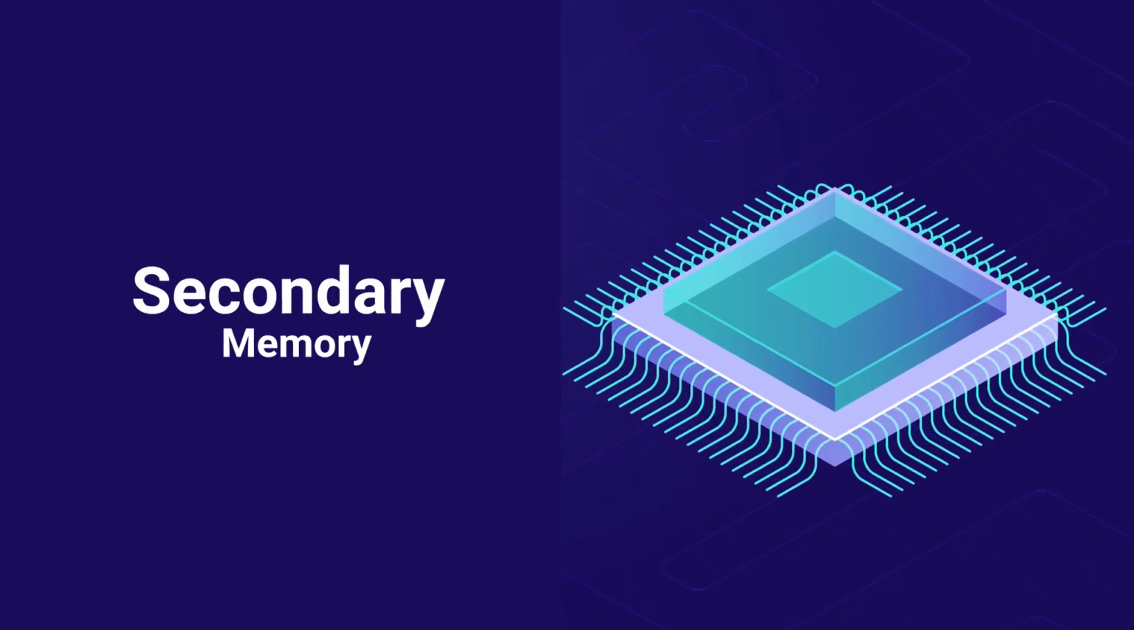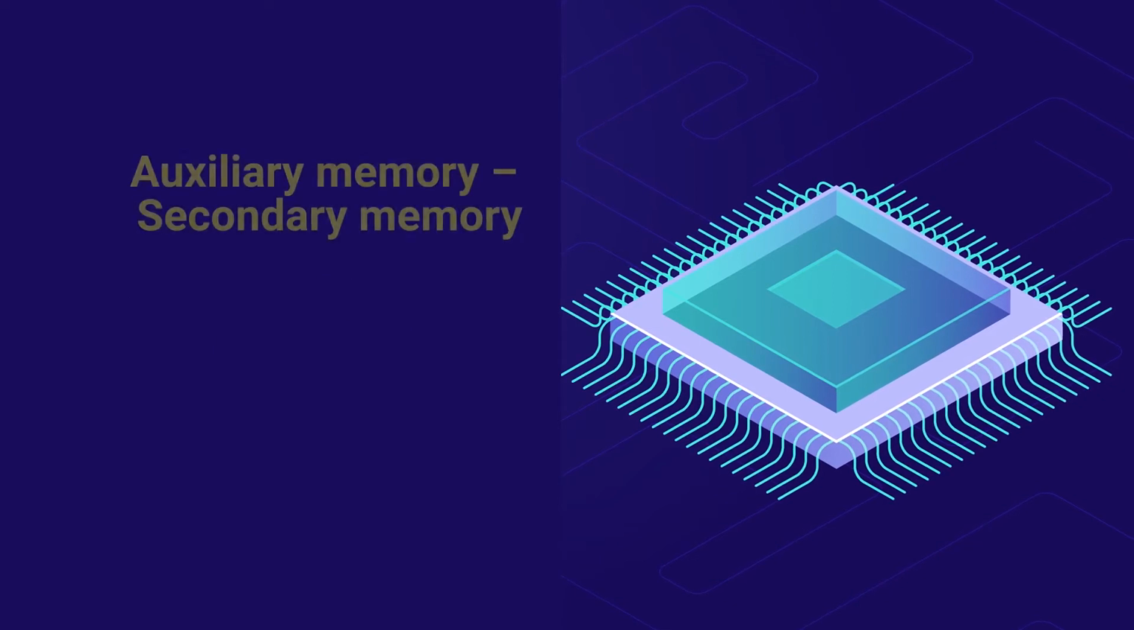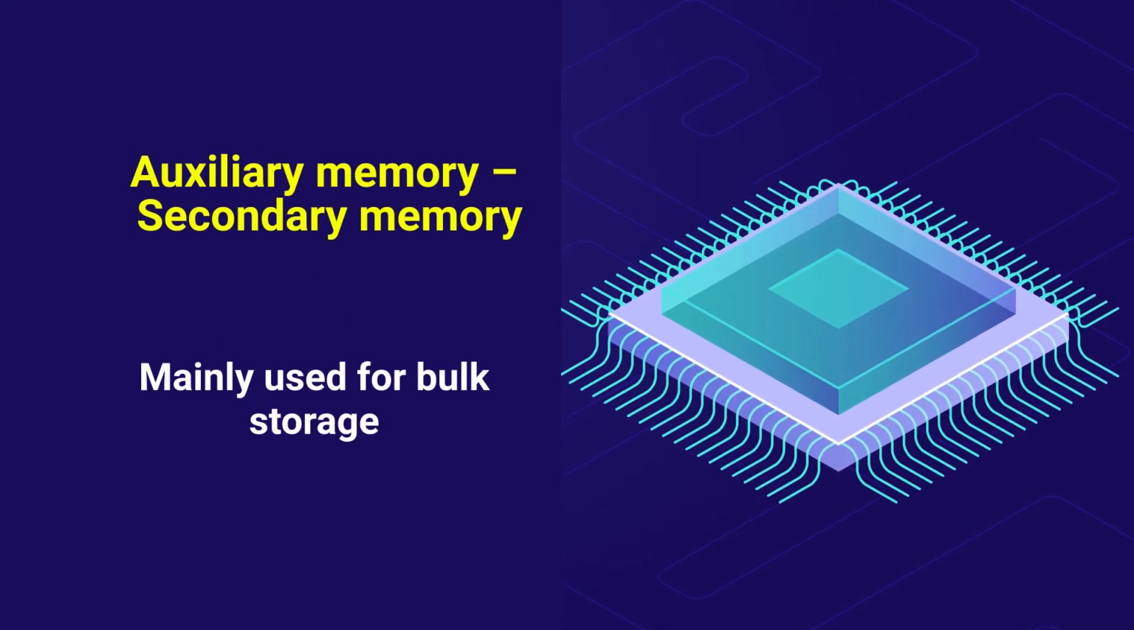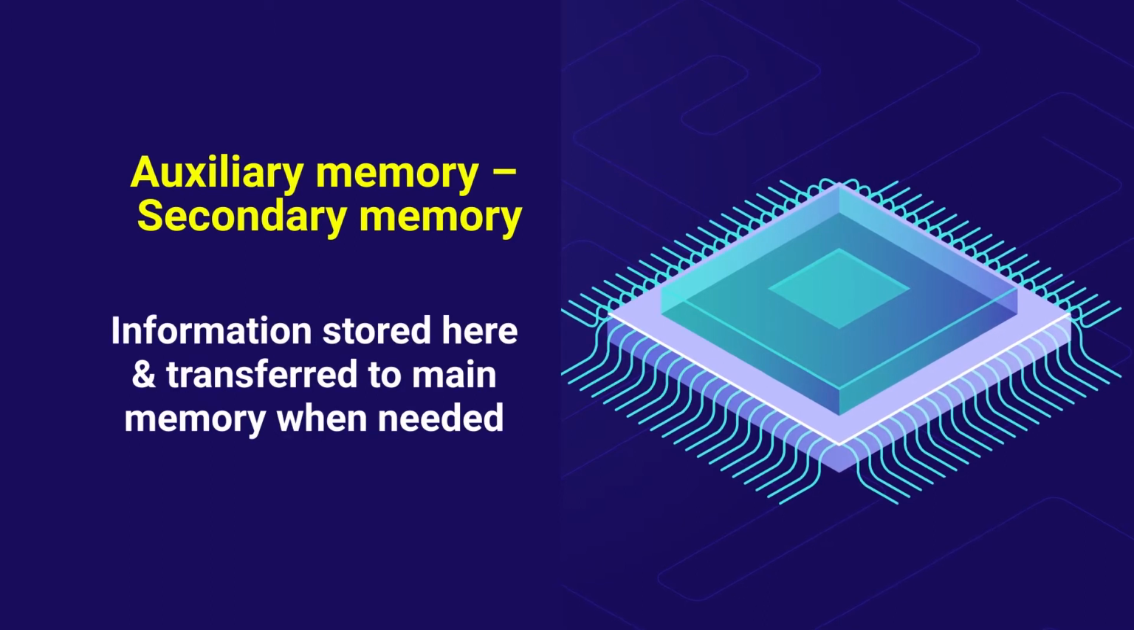Thirdly, we discuss the secondary memory. Secondary memories are the auxiliary memories, basically used for bulk storage. Here we store the information and transfer it to the main memory whenever required by the CPU.